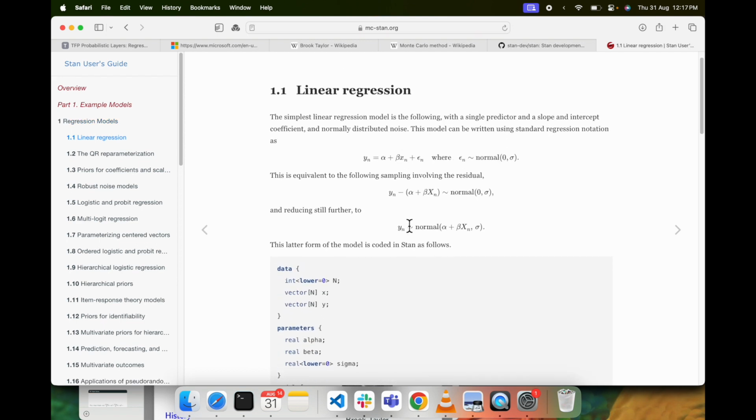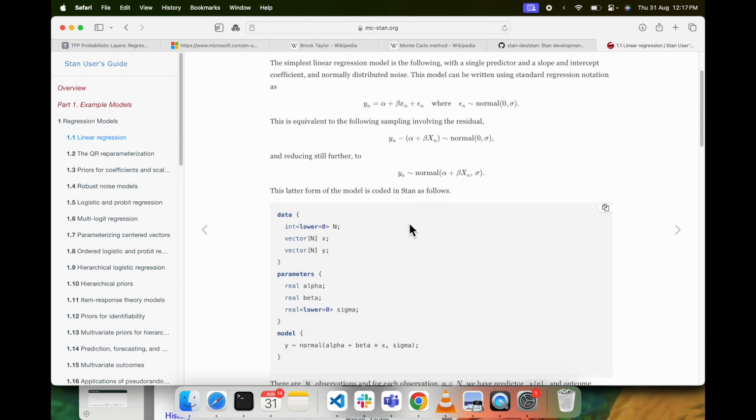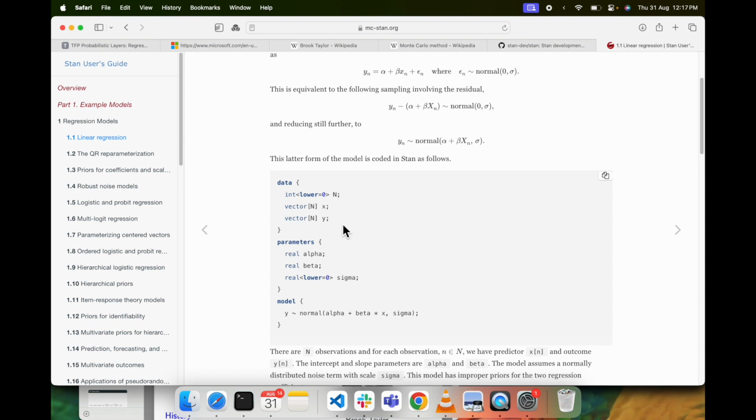So the same linear regression example which we saw a long time back. You can specify the priors. You can specify certain amount of ranges. For example, they are mentioning that you have data, which is the number of data points is n, but it is an integer, and the lower value of it is 0, so it's a non-negative integer. You have parameters alpha and beta, which are real. You also have a parameter which is sigma, but it's real with lower value equal to 0.